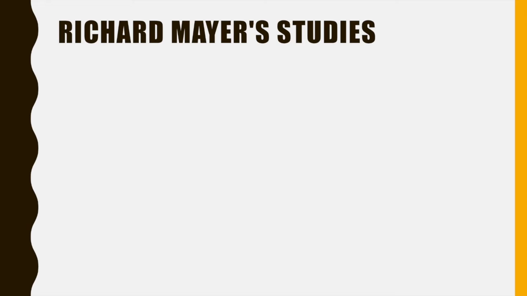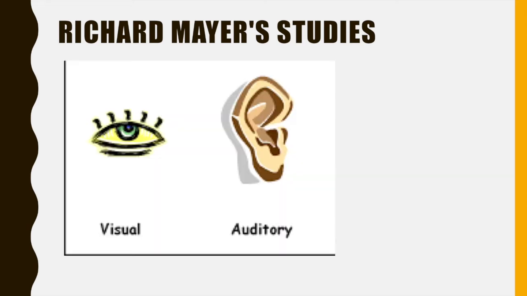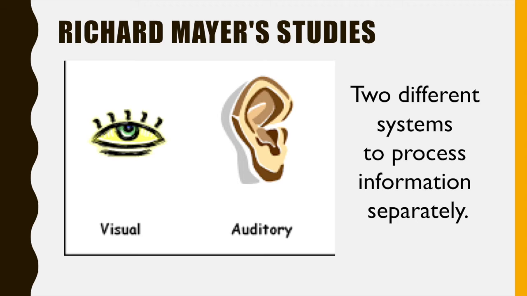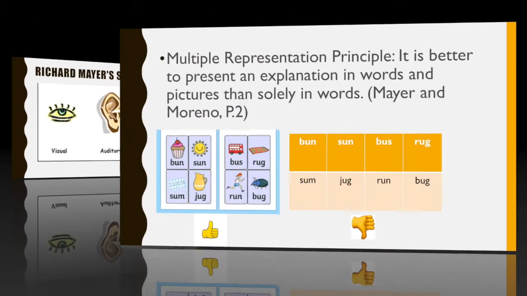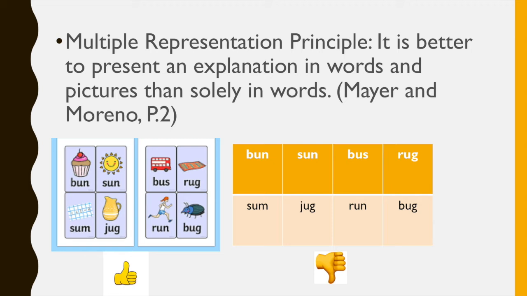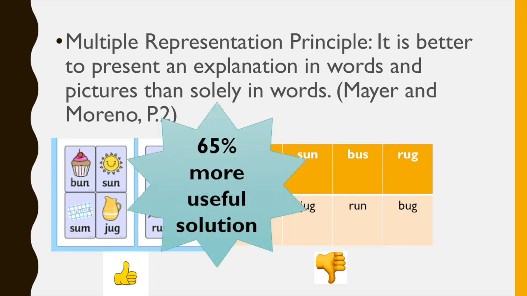Next, I would like to use Richard Mayer's studies. Richard Mayer is an educational psychologist. He is best known for his multimedia learning theory. In multimedia learning, our cognition uses different systems to process visual and verbal information. Richard Mayer found that students with a text containing illustrations near the corresponding words generated about 65% more useful solutions than those who only read the text. Based on the result, his first principle of the multimedia learning theory is that it is better to present an explanation in words and pictures than solely in words.